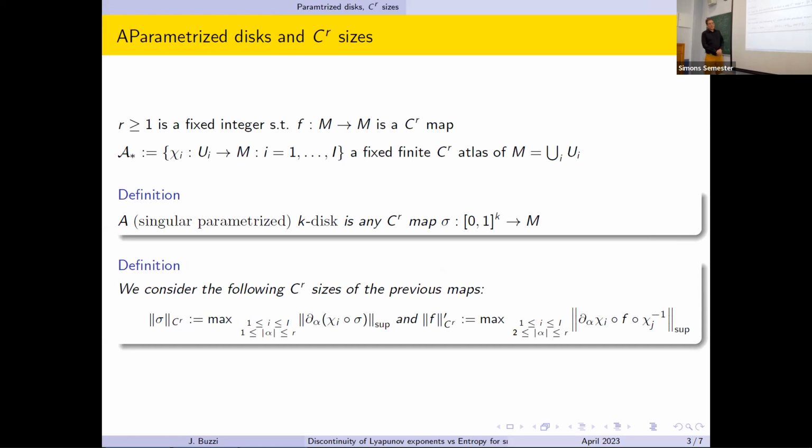So for now, I fix a finite regularity r larger than or equal to one. There is a technical problem of defining the C^r size. One simple but very elegant way is to fix a finite collection of charts. Now the natural objects are parametrized disks, which you can call singular in the sense that you don't care. These are just maps from the unit cube, in whichever dimension you want, into your manifold. Smooth maps, C^r maps, and you don't care whether they have critical points or not.